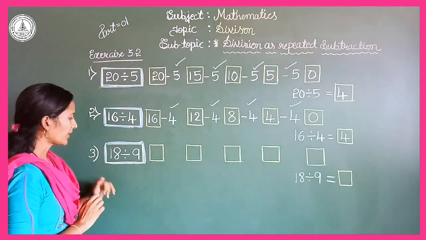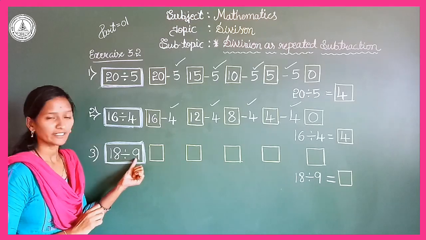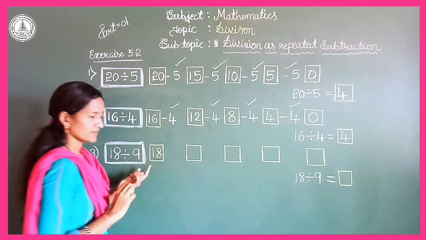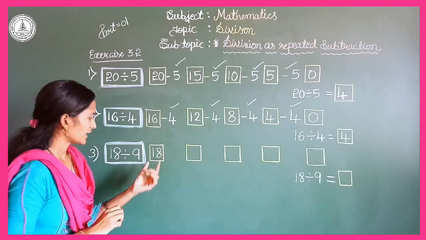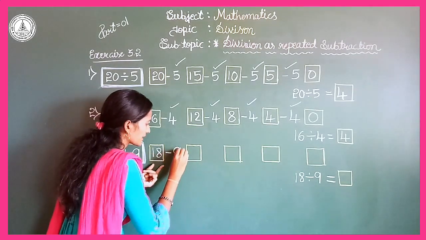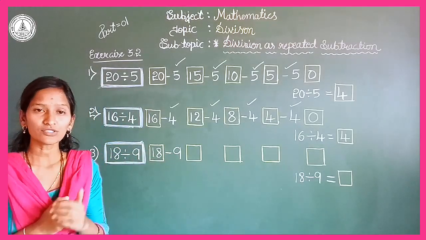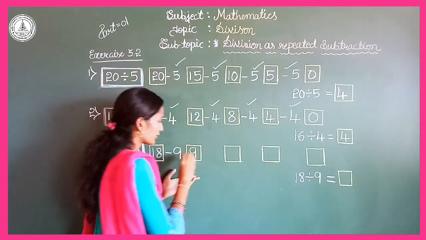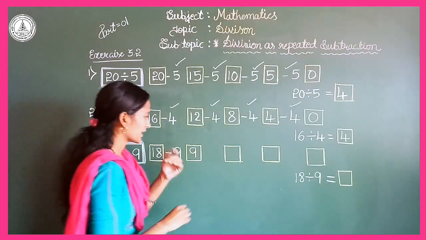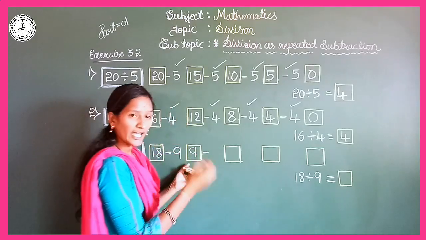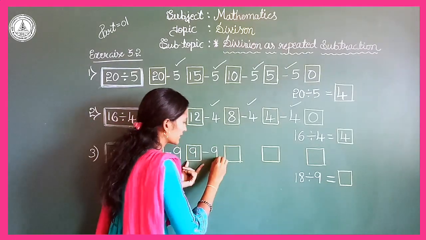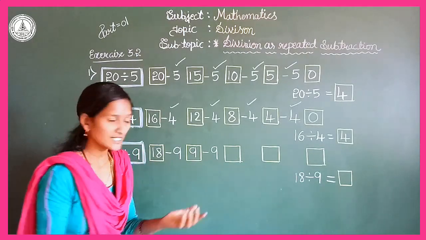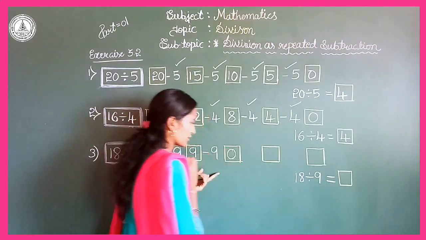So come to the third problem. It is 18 divided by 9. So first write down the number 18 in this box. Right? So next, 18 minus 9. 18 minus 9 is equal to what? Yes, 18 minus 9 is 9. So write down here 9. Next, again you have to subtract 9 from the same number, that is 9. 9 minus 9 is equal to what? Yes, 9 minus 9 is 0. So write down here 0.